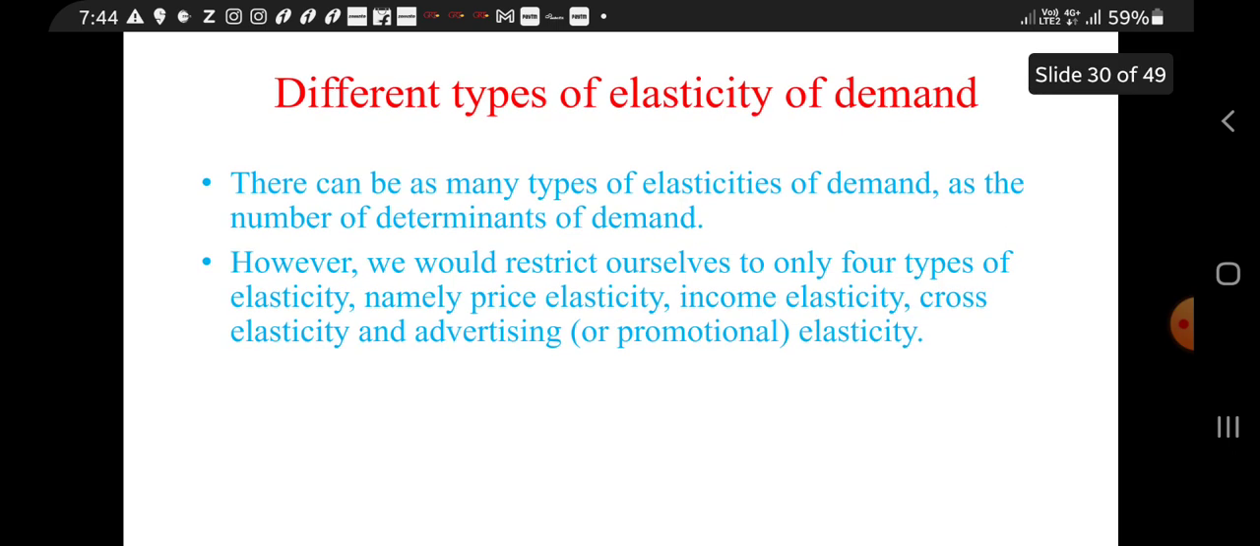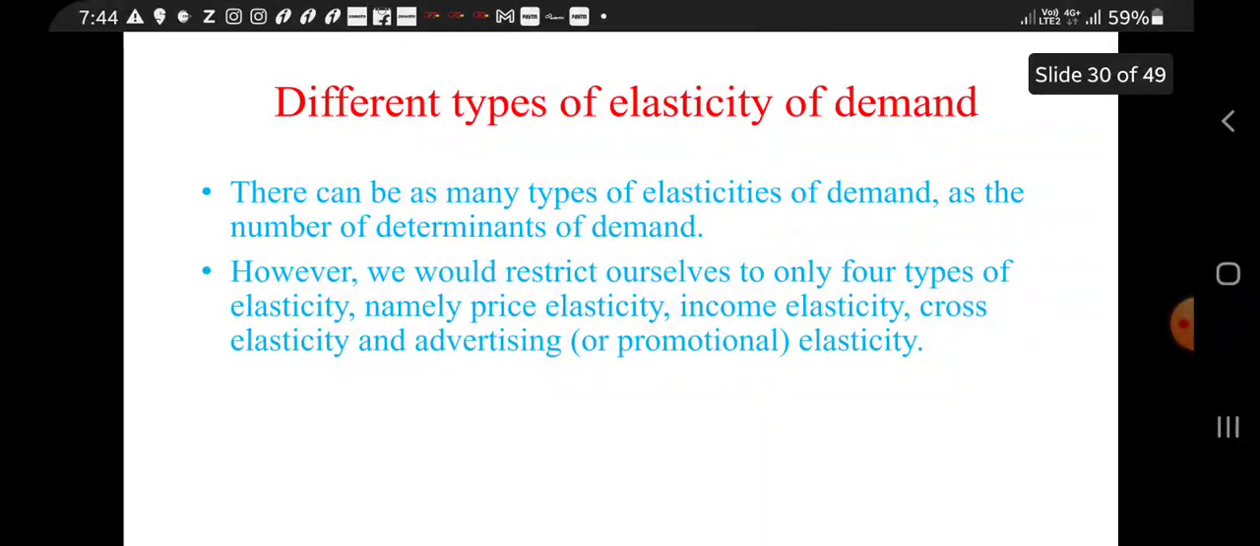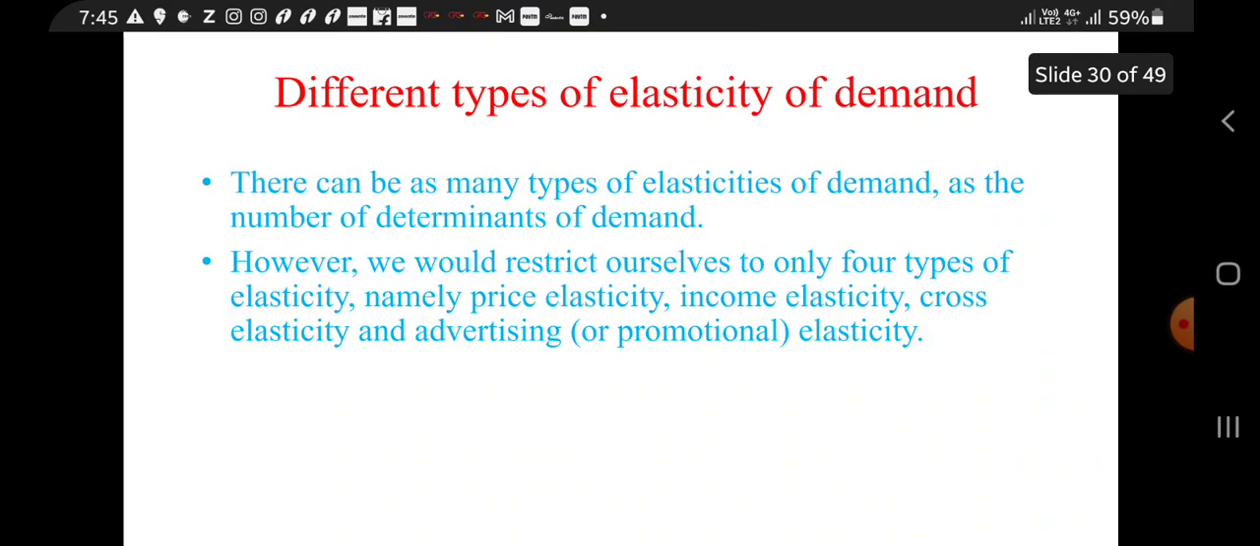There can be as many types of elasticities of demand as the number of determinants of demand. However, we would restrict ourselves to only four types of elasticity, namely price elasticity, income elasticity, cross elasticity, and advertising or promotional elasticity. So the word elasticity refers to changes in the determinants of demand, like price, income, tastes and preferences of the customers, promotional activities, future expectations of the buyer or consumer, competitors, and substitutes.